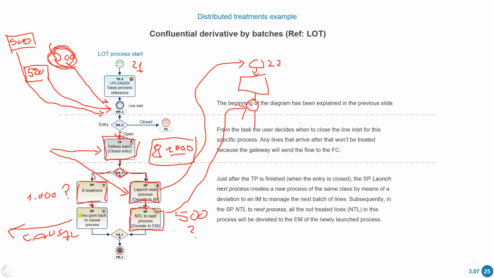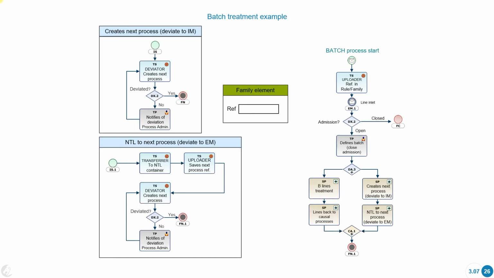Now, what do I do with these lines that are already processed? I have to send them back to the causal process. So if I finish 20 lines and some of the lines belong to one causal process and some belong to the other causal process, I need to make sure to send these lines back to their origin, to the source process. Here we're going to see an example of the two subprocesses I was referring to a moment ago.